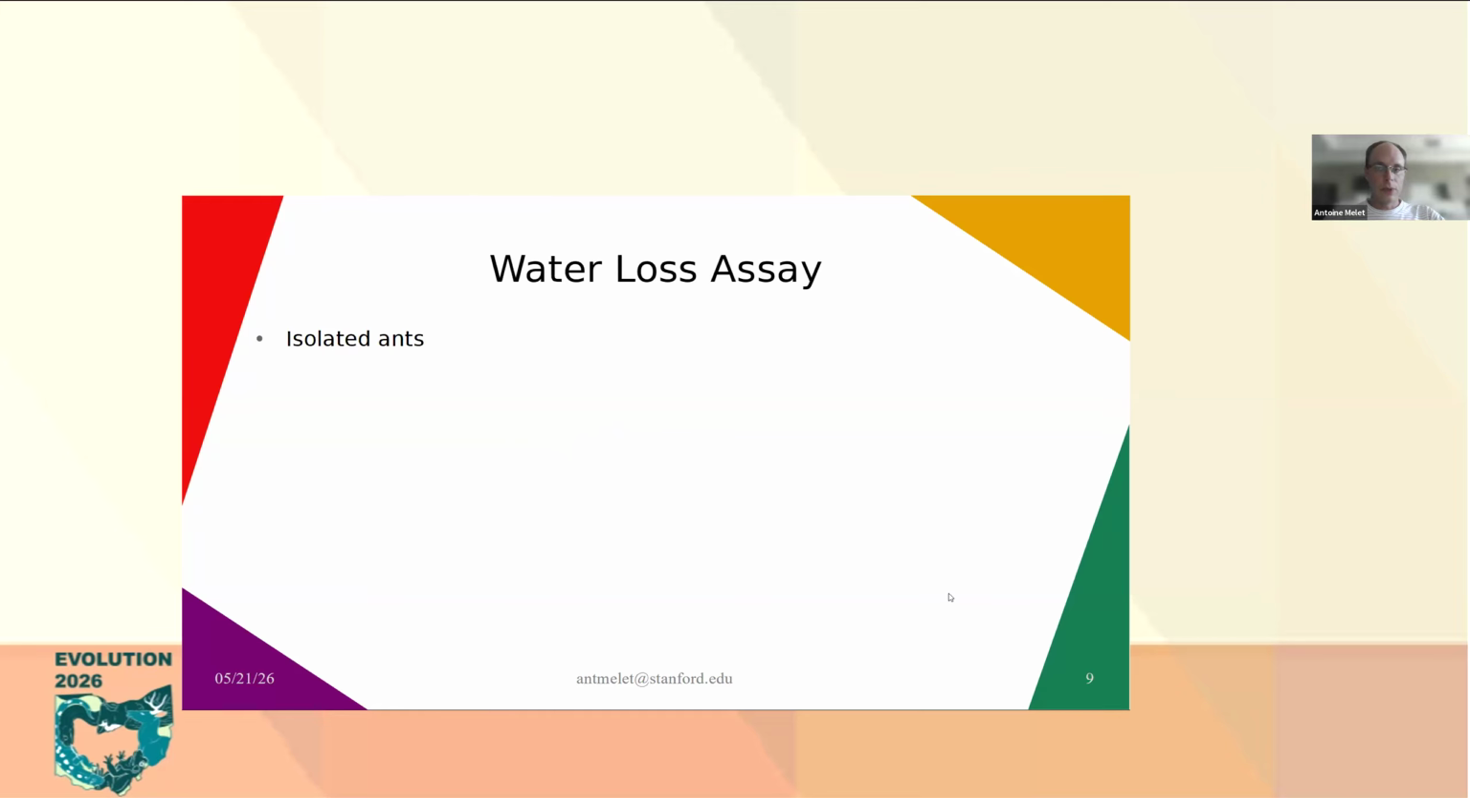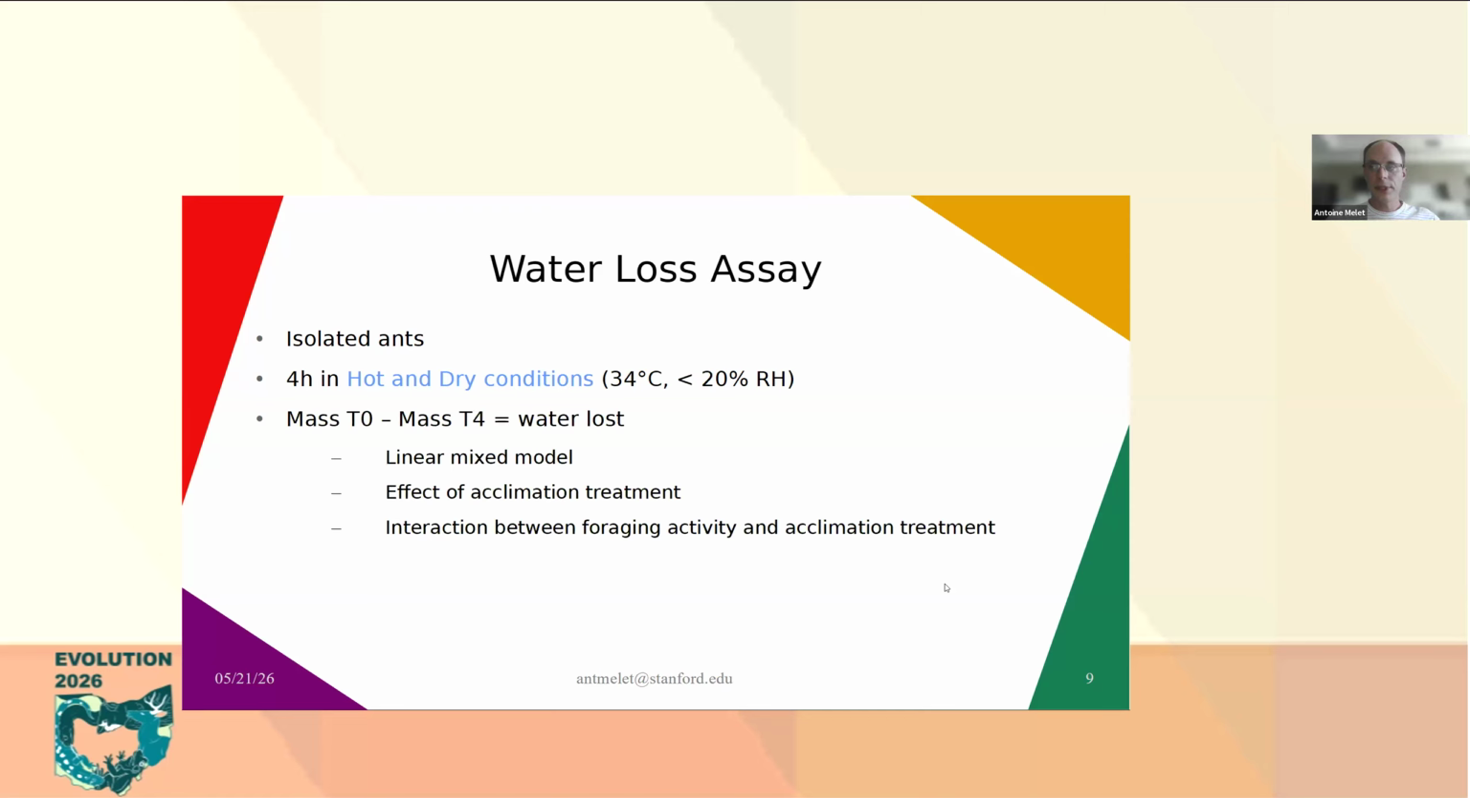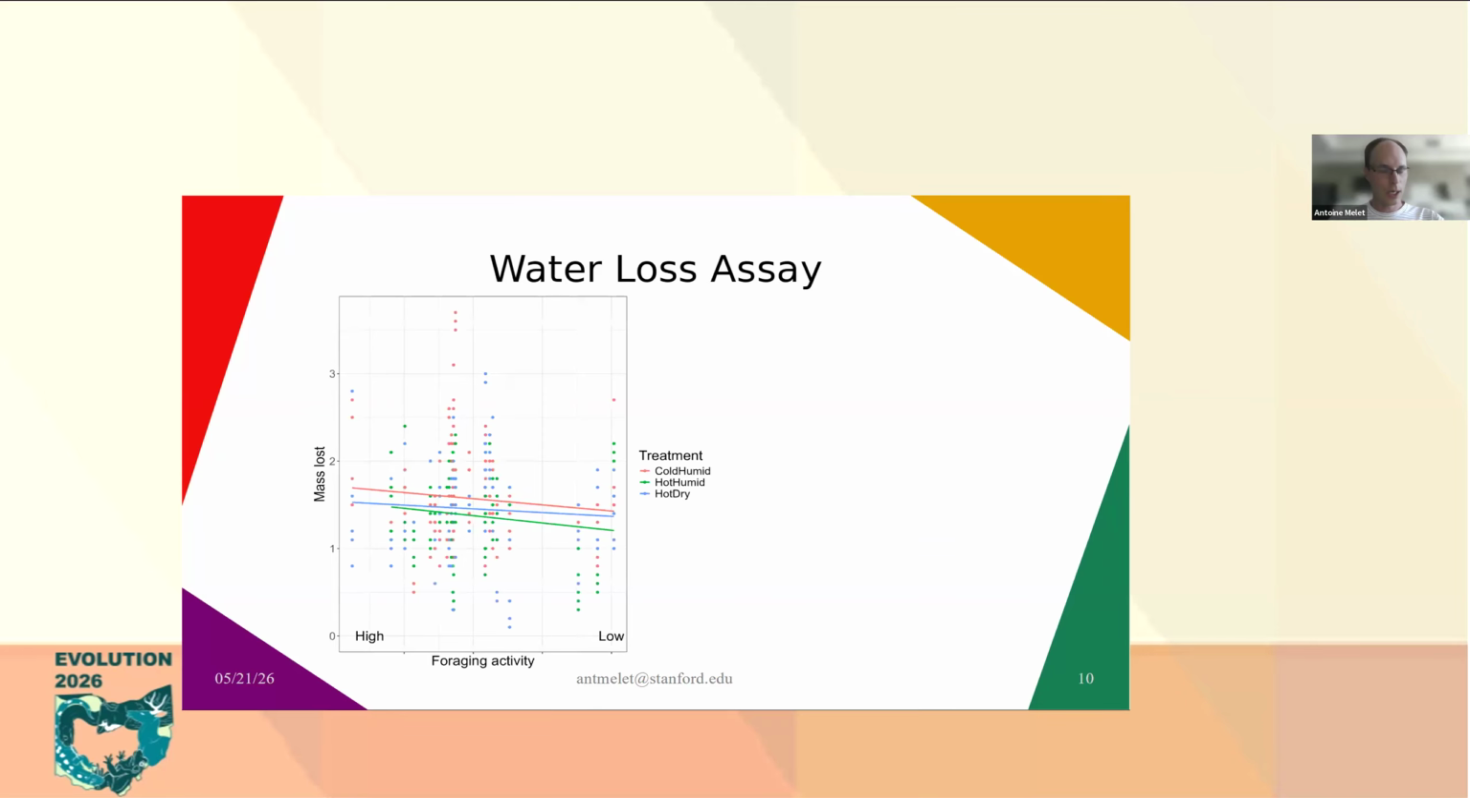So for the water loss assay, we isolated ants and exposed them for 4 hours to the harshest condition, the hot and dry condition. And the difference in mass between the beginning and the end of this assay, we assume that was all water loss through evaporation, that we analyzed using a linear mixed model, with the same factors of interest. Here's the visualization of the results.